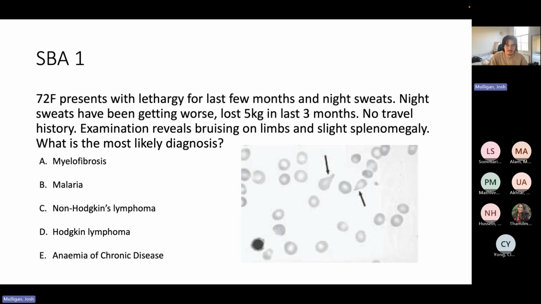So now we're on to our first SBA. We've got a 72-year-old female who comes in with lethargy for the first few months and some night sweats. The night sweats have been getting worse, and she's lost 5 kilos over 3 months. She hasn't gone anywhere, no travel history, but examination also reveals bruising on the limbs and slight splenomegaly. So does anyone know what the most likely diagnosis will be here?